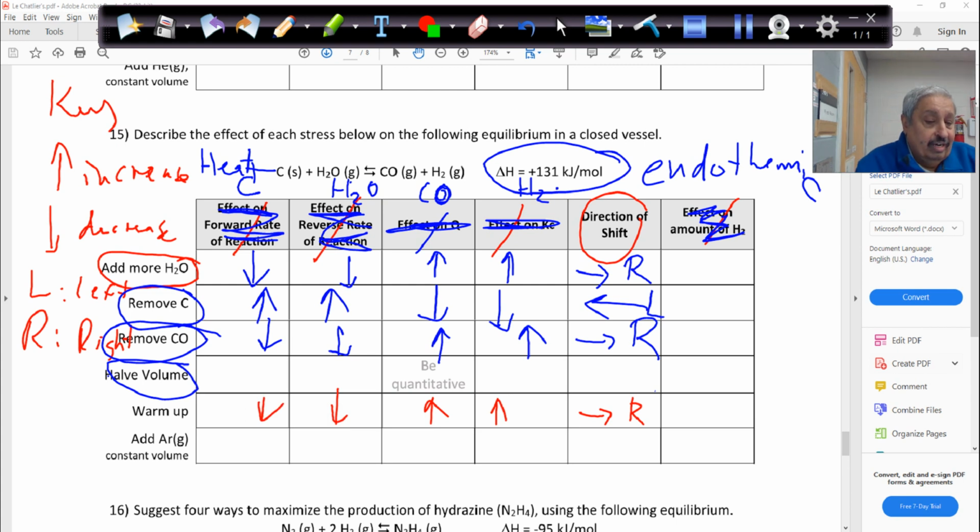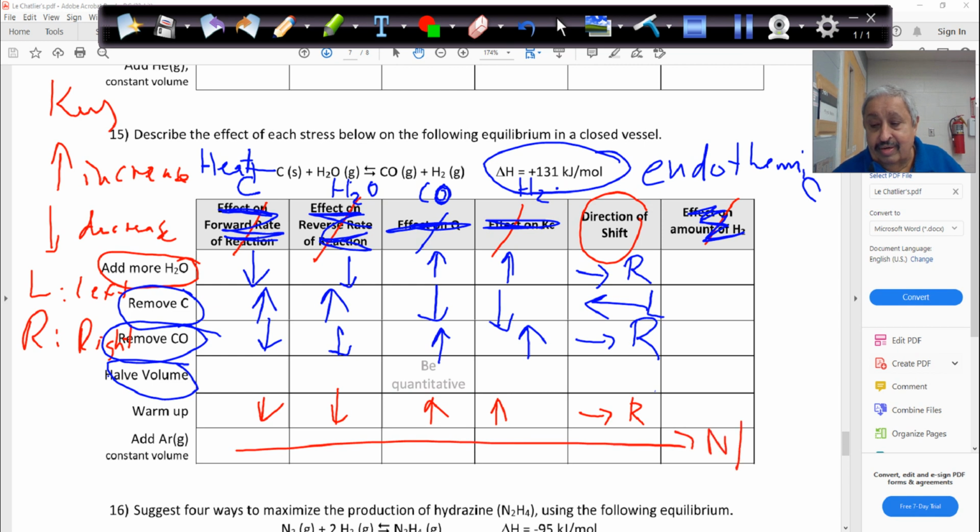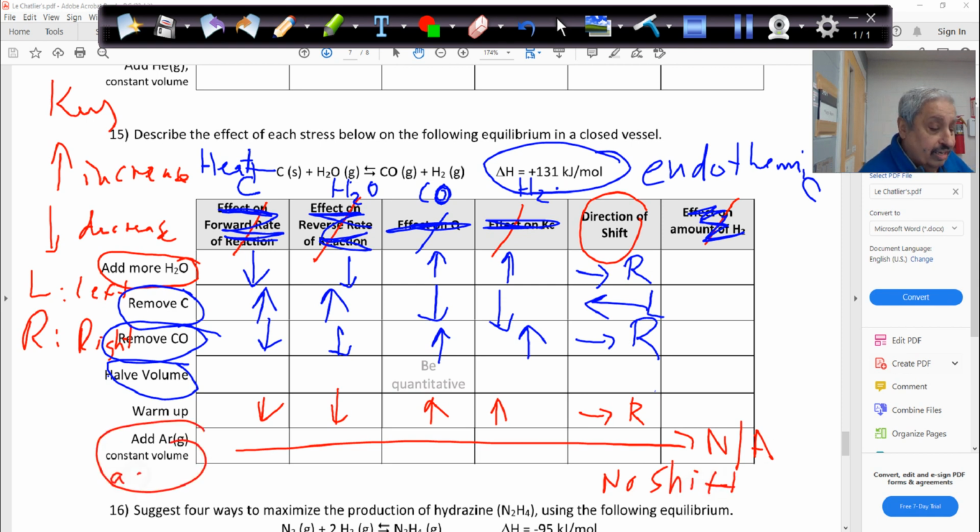If you add argon, do we have argon somewhere here? Not applicable, no shift. It's like a catalyst. If you add a catalyst or argon, it has no effect, because you have no argon in the reactants or products. Whether you add some inert gas or a catalyst, there is no shift, not applicable. So there's no influence on the chemical equilibrium.